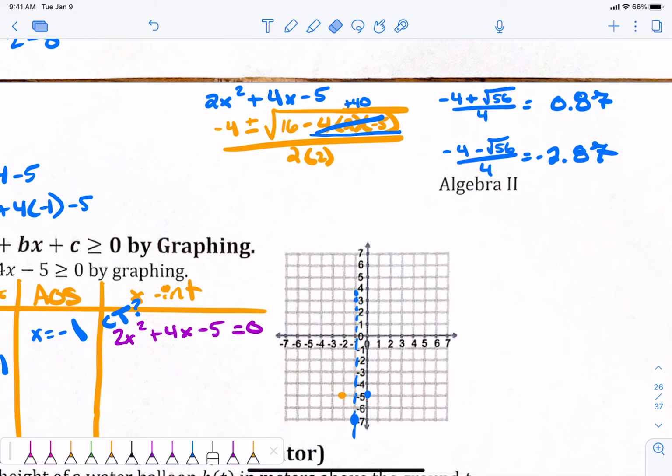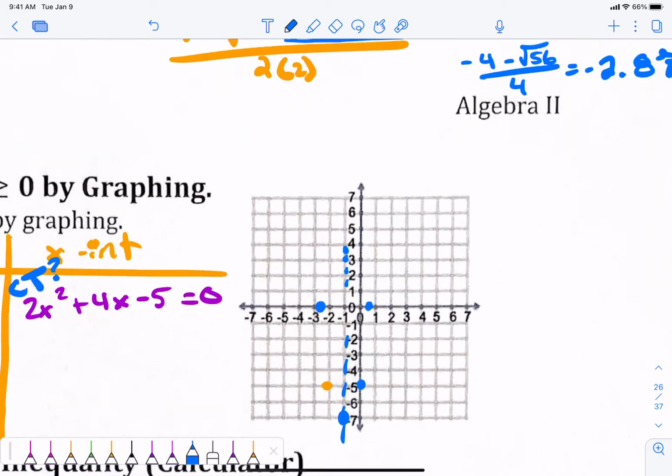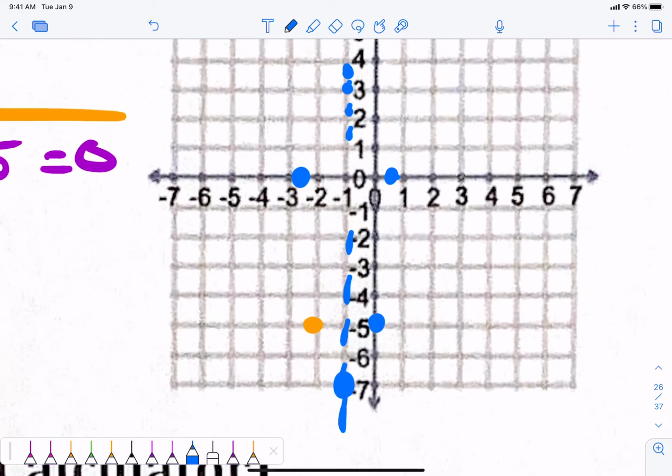So I'm going to graph those two. 0.87 is here, and negative 2.87 is about there. And you see where my parabola comes out nicely? Kind of symmetric on the other side.